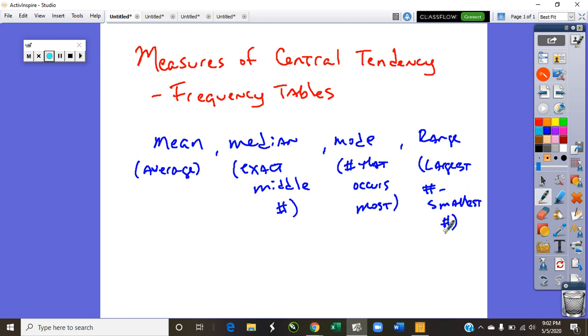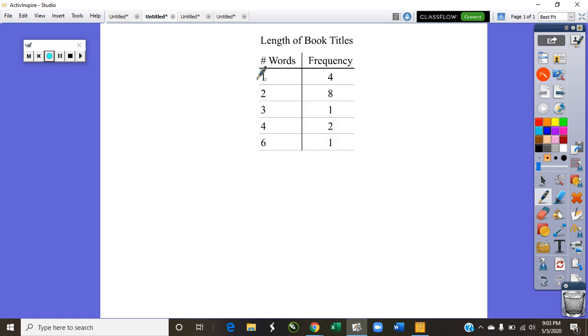All right. So let's dig into this. First of all, we're going to be taking these from frequency tables. And frequency tables basically just means how often something happens. And these are data that have some kind of measure. So for this one, for example, length of book titles. So book titles that have one word as their title, and this is just a random group. Four of those had one. Two words, eight of them. Three words, one of them. Four words, and so on and so forth.